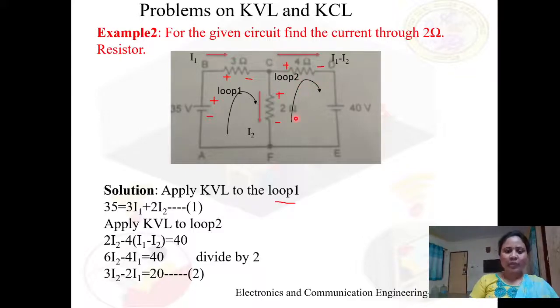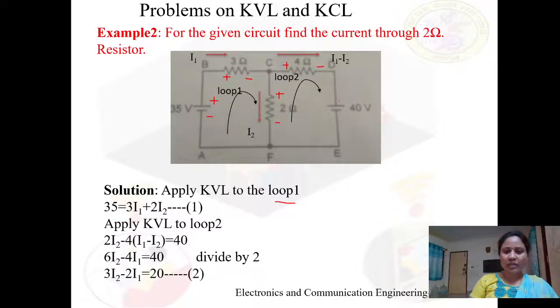Therefore, I repeat, for the second loop, the equation is plus 2 into I2 because the sign changes from plus to minus. Next, minus 4 into I2 minus I1 minus I2, and finally here it is plus minus.